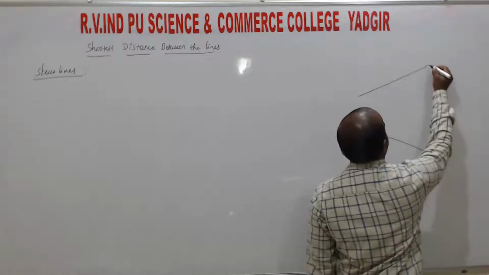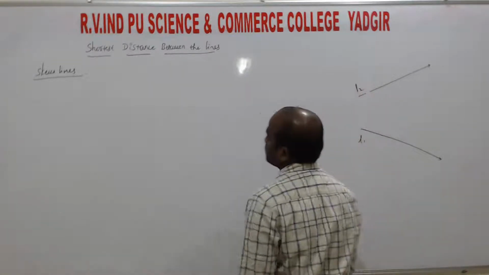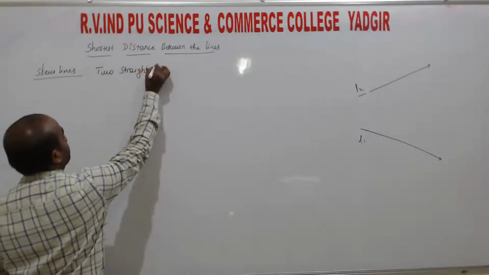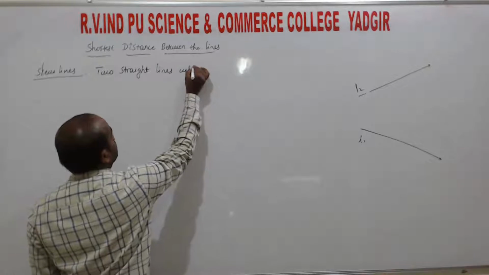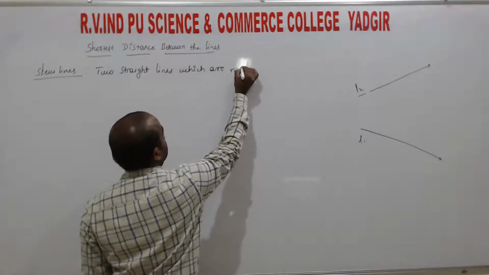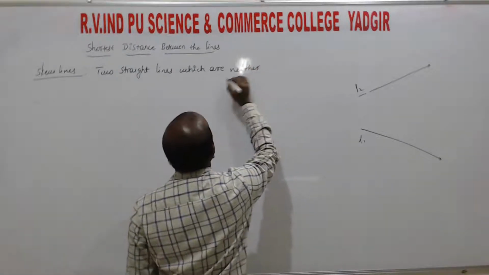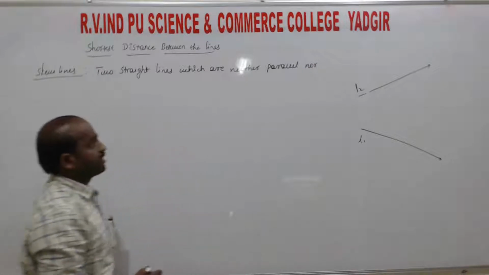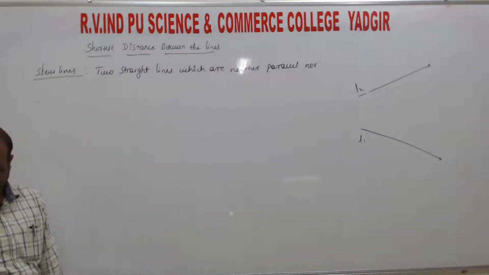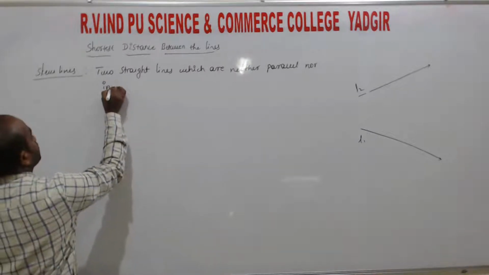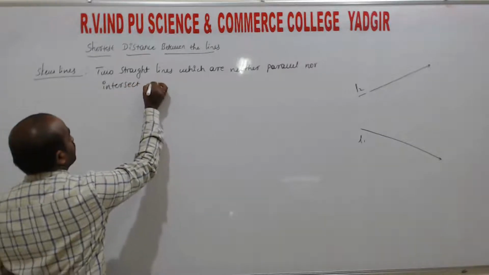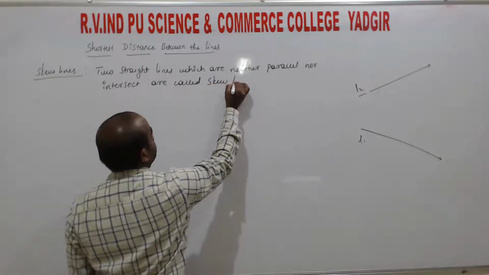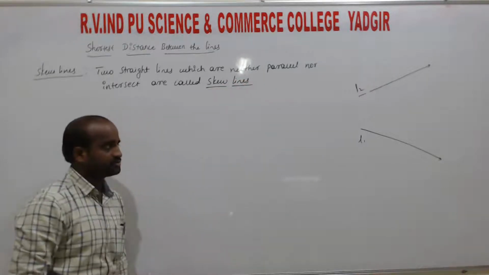Write the definition. Two straight lines which are neither parallel nor intersect are called skew lines.